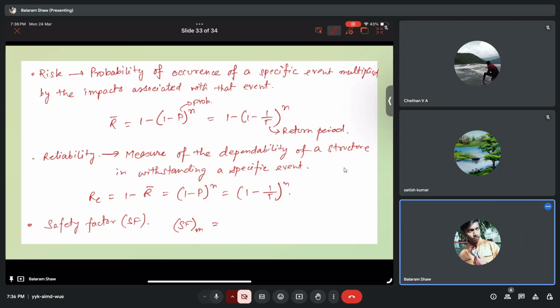I'm getting somewhere near 0.6383. Okay, yeah, so the correct answer will be B. I hope you guys are getting the same answer. Anyone?